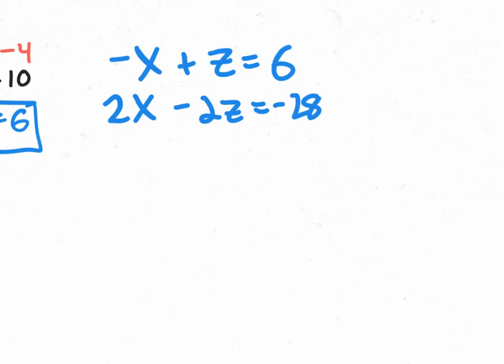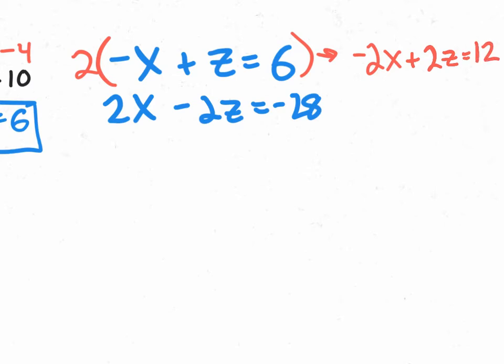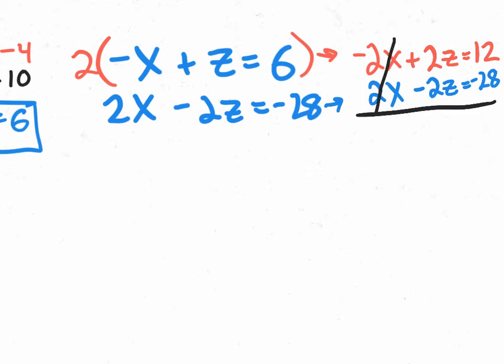X's. Okay, so I'd have to multiply the top by what? By 2. So my new equation up on top will be negative 2x plus 2z equals 12. And my bottom one, I'm just going to rewrite it. And of course, we modified the top one so we could get those x's to cancel, and they did cancel, but the z's also cancel, giving us nothing on the left side of the equal sign equaling something on the right, which would be a negative 16.